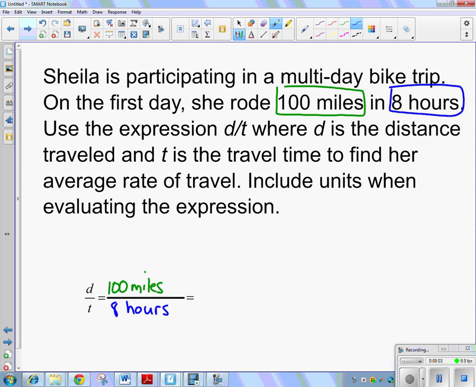And then I'm going to go ahead and simplify my expression. We have 100 divided by 8, which I believe is going to be 12 and a half. And these units are just kind of going to go along for a ride. We're going to read this as miles per hour. So Sheila was riding 12 and a half miles for every 1 hour. Now we need to remember this because it's going to be part of our next problem.